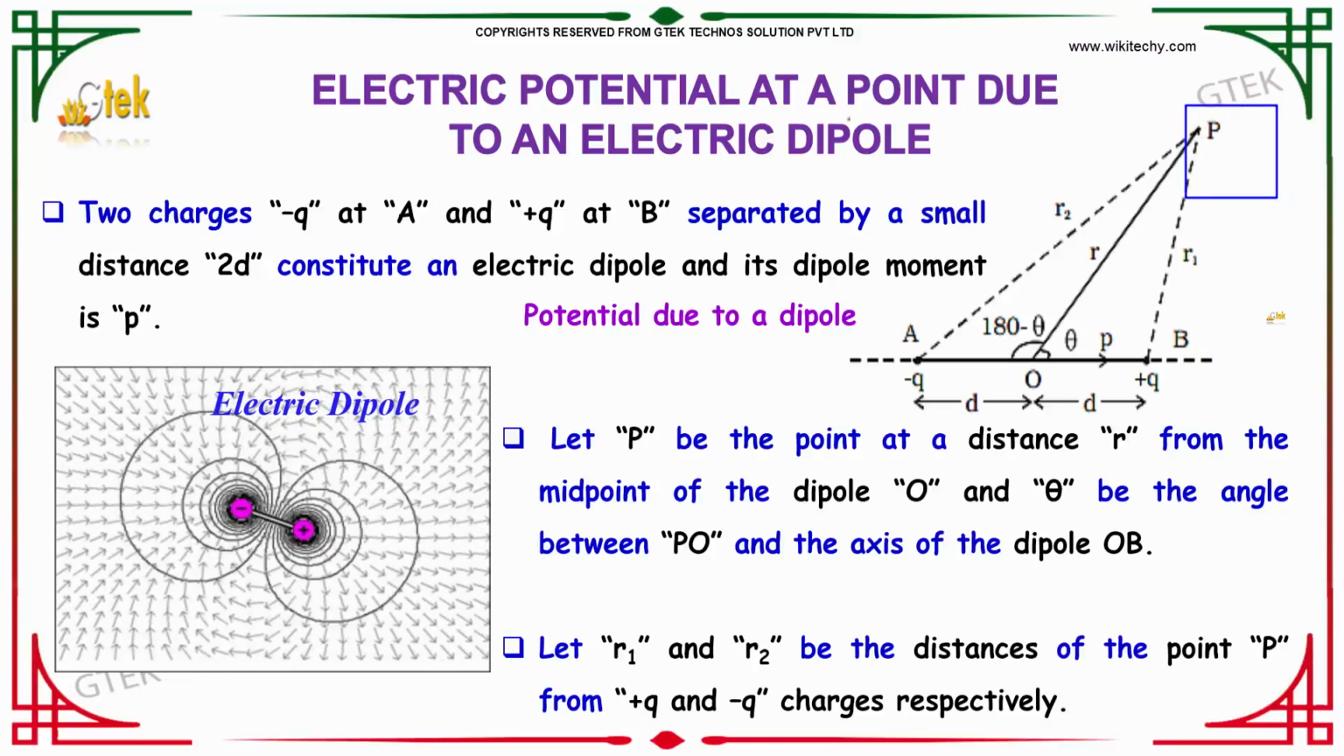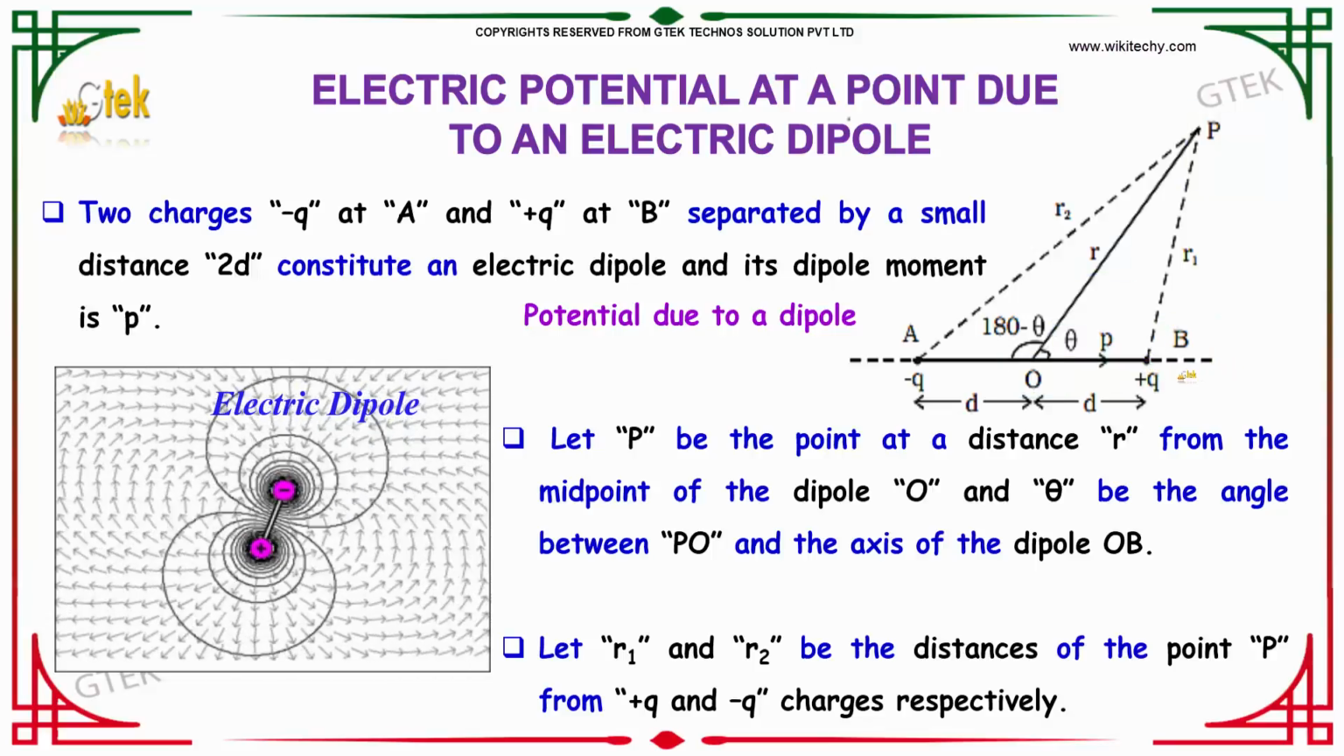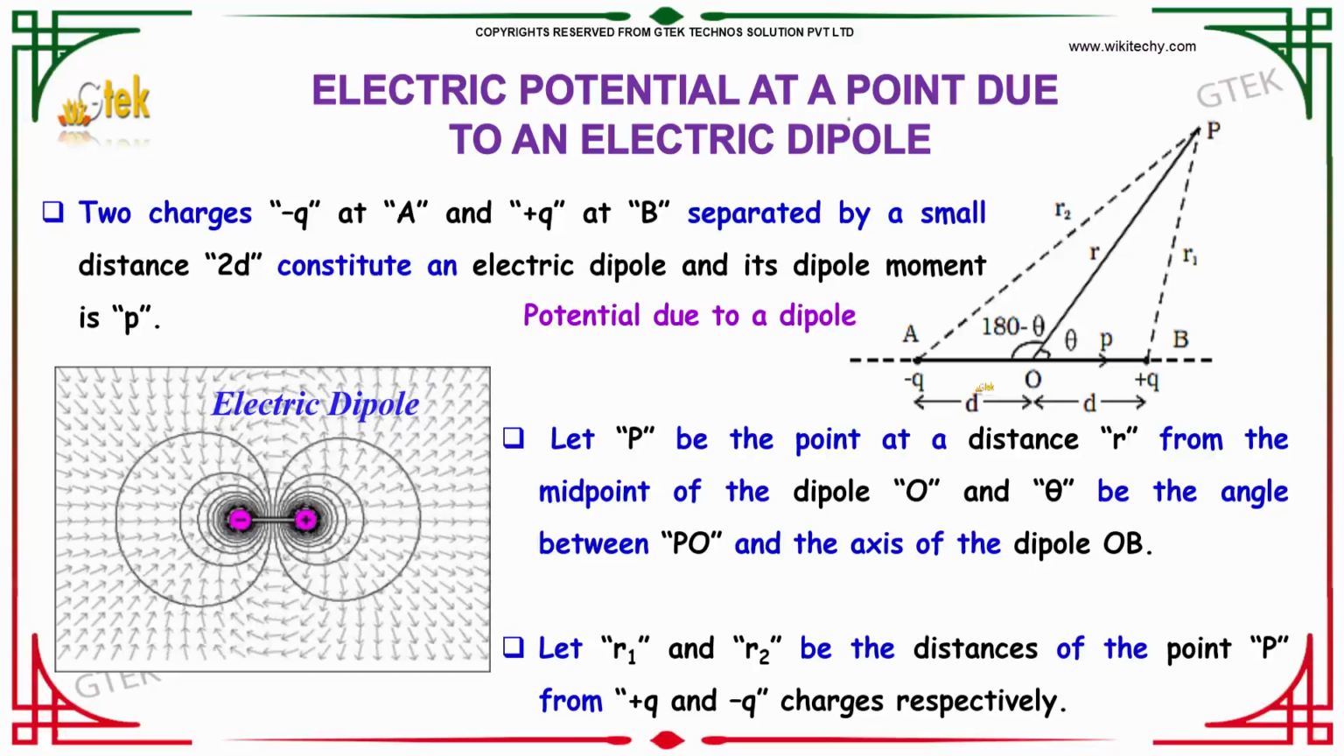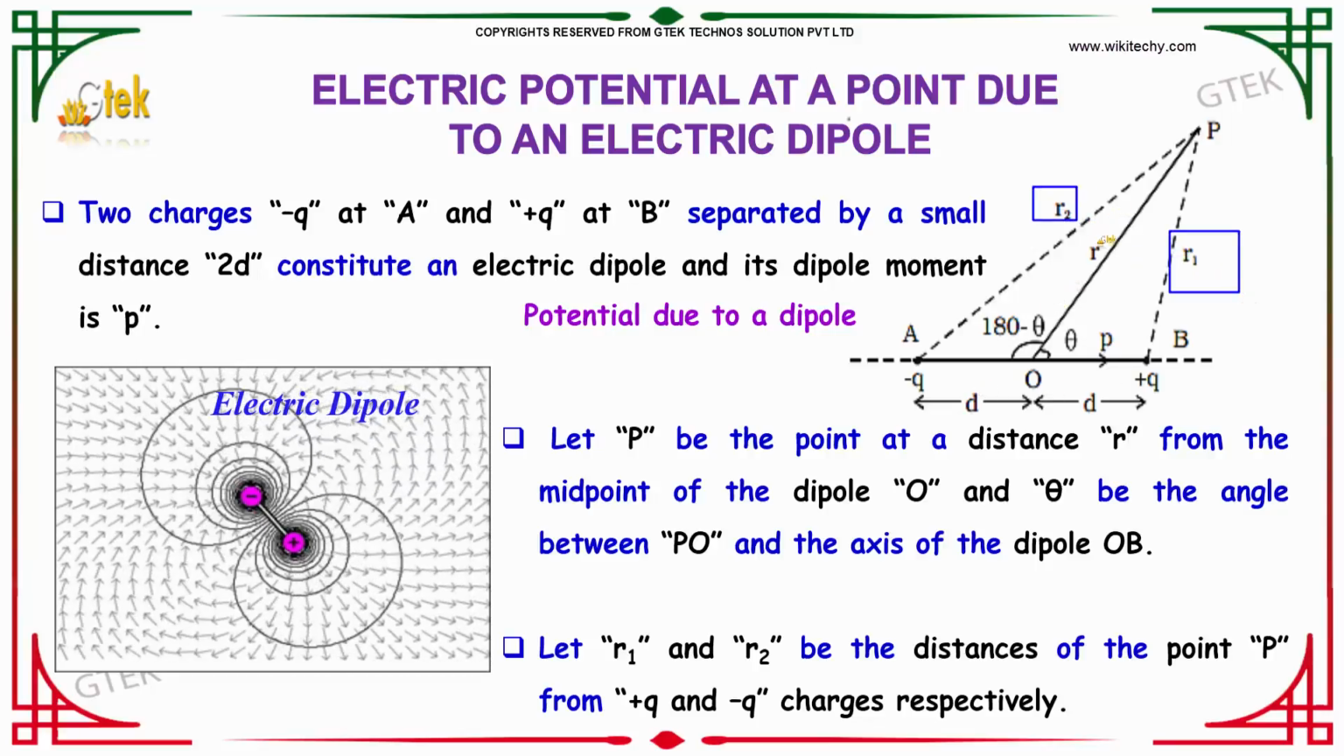So let P be the point at a distance r from the midpoint of the dipole O, and this theta is considered to be the angle between this P and O, and you can see the axis of the dipole OB. Further moving, let R1 and R2 be the distance of the point P from plus Q and minus Q, which are considered to be the charges.